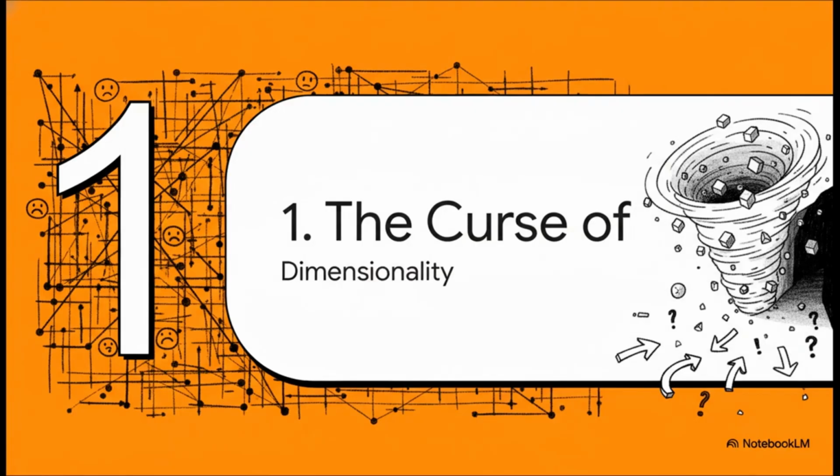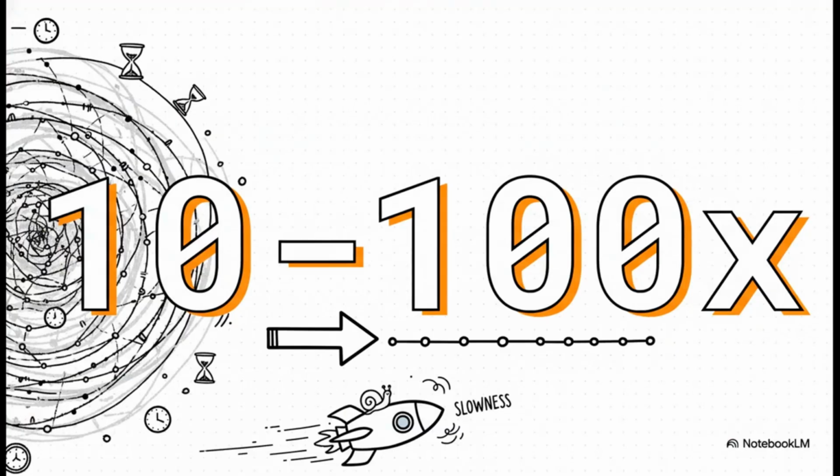All right, so before we jump into the solution, we really need to understand the problem it's trying to solve. And in data science, this problem has a pretty famous and kind of dramatic name, the curse of dimensionality. So what's the big deal with this curse? Well, for starters, it makes your computer move at a snail's pace. Seriously. Machine learning models can run anywhere from 10 to 100 times slower when they have to process too many features. Each extra dimension, each new column, is just more work, and it bogs everything down.